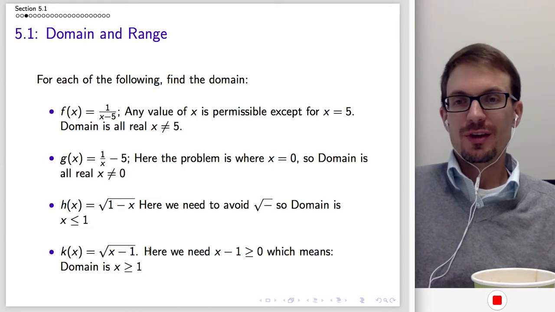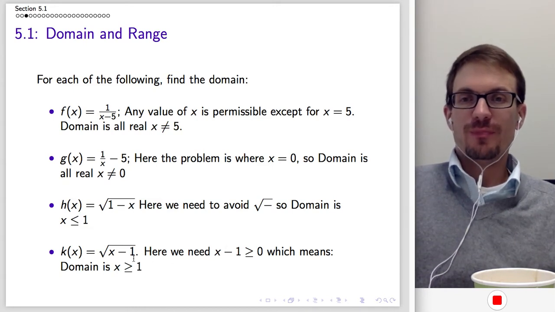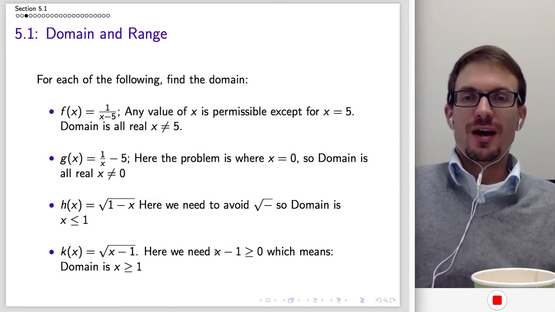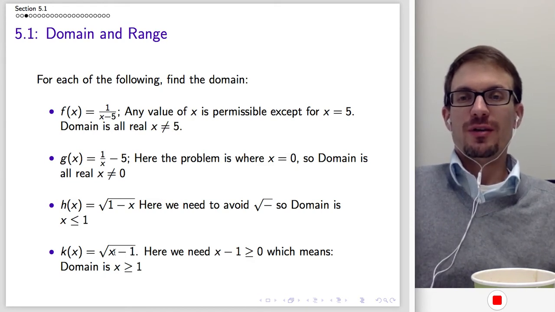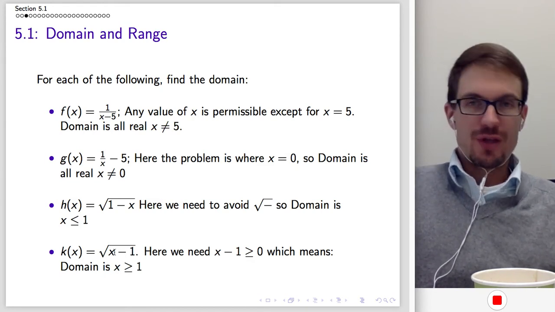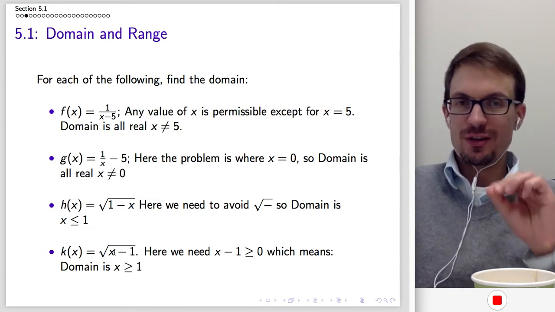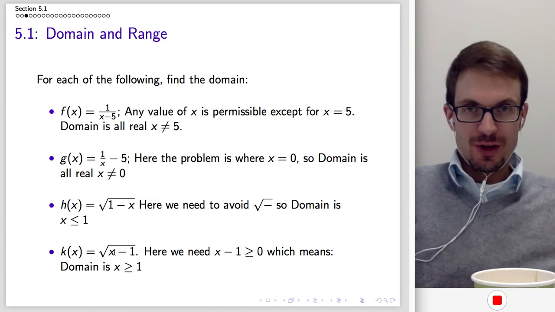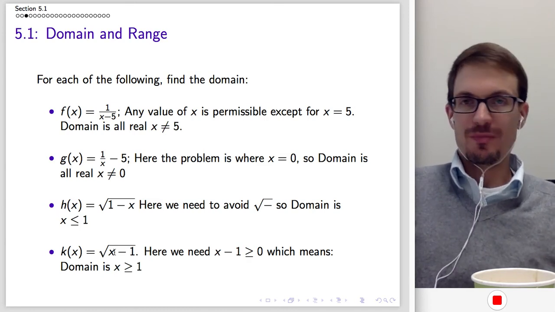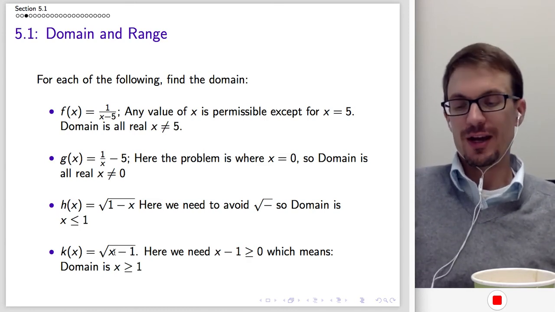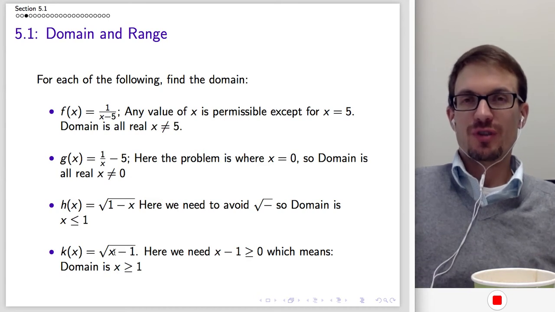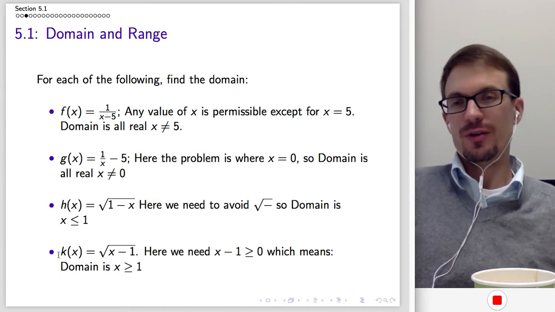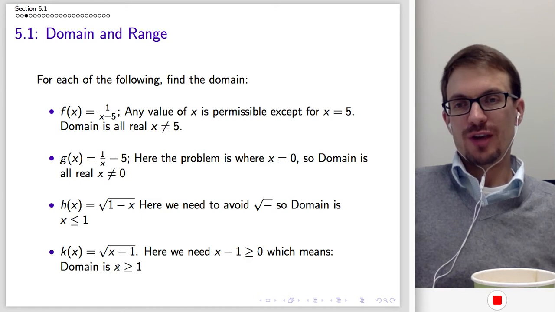Okay, k of x, square root of x minus 1, well, in this case, what we need is x minus 1 to be nonnegative, meaning the domain must be values of x that are greater than or equal to 1. So 1 is legal because, once again, 1 minus 1 is 0. We can't have anything smaller than 1. Think of 1/2. 1/2 minus 1 is minus 1/2. Then we have our square root of a negative number problem. So we need to restrict our domain to values that are at least 1 in this case.